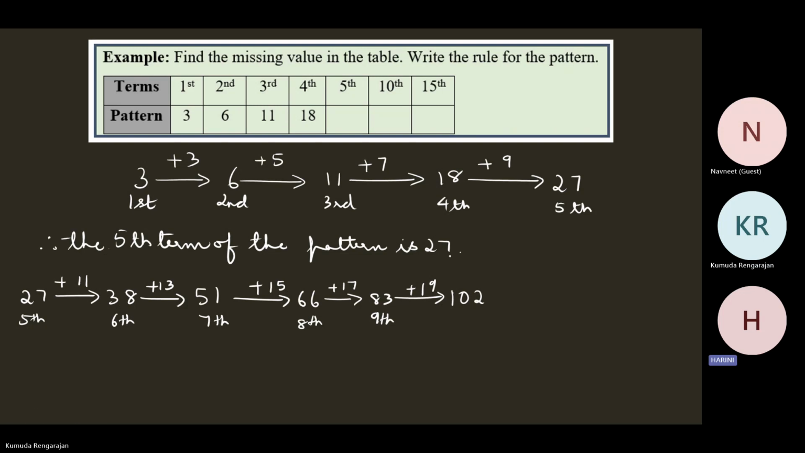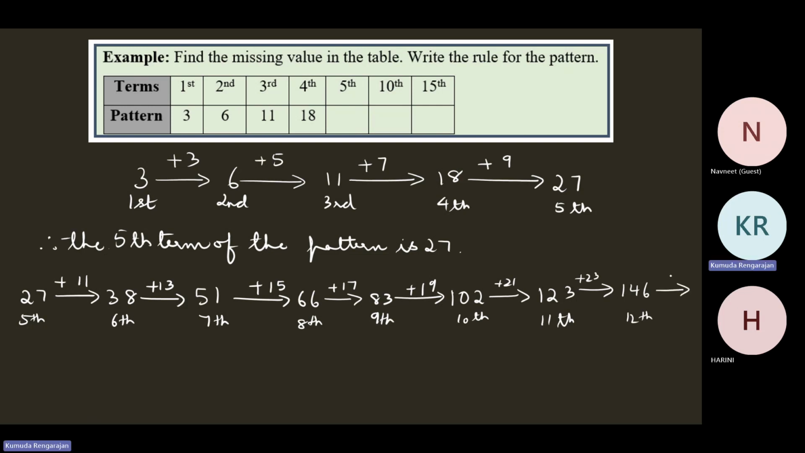Next, 21, ma'am. Very good. 123. Yes, this is the 11th term. Yeah, then 23, ma'am. What do you get? Ma'am, I got 146. Is it correct, ma'am? Yeah, 146. Correct. This is the 12th term.